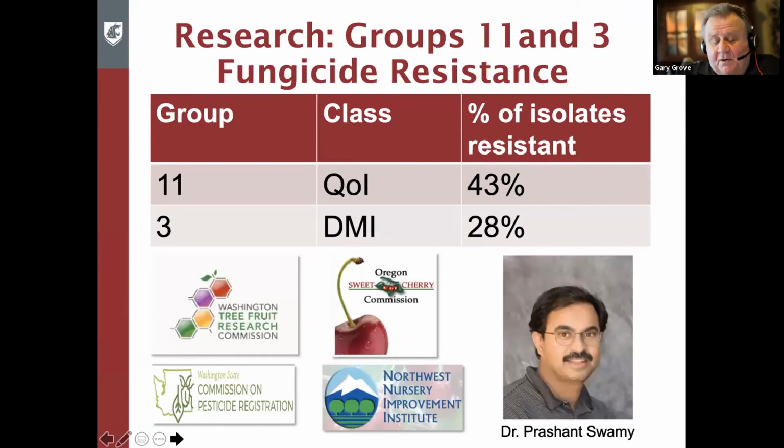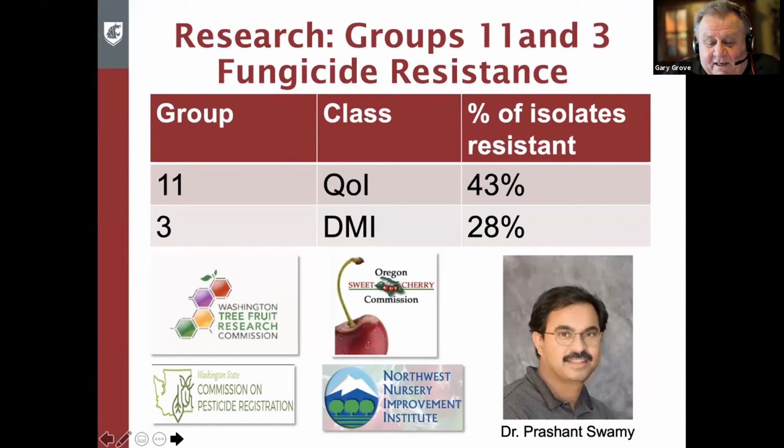So a research program that we started in 2018, funded by the Washington Tree Fruit Commission and Oregon Sweet Cherry Commission, and then the Commission on Pesticide Registration and the Northwest Nursery Improvement Association in 2020, we used this to look at fungicide resistance in group 11 and group 3. Actually, the project started investigations on group 3, and as we dug deeper and deeper, we realized that we had a bigger problem than just the 11s.